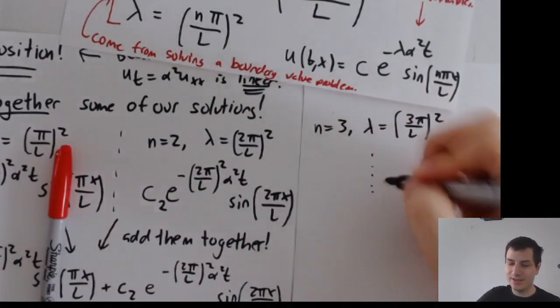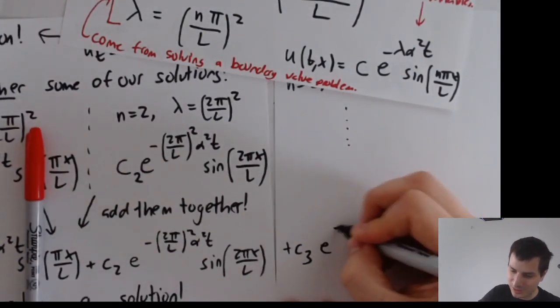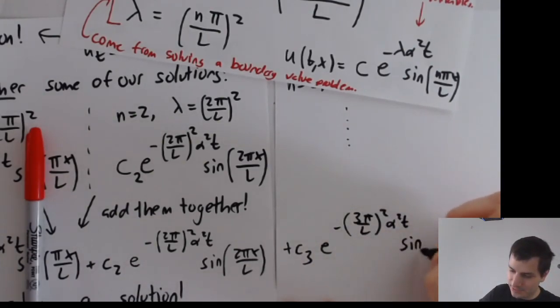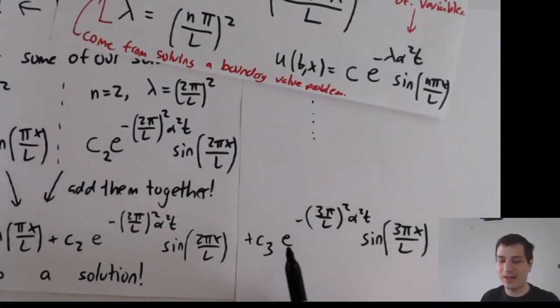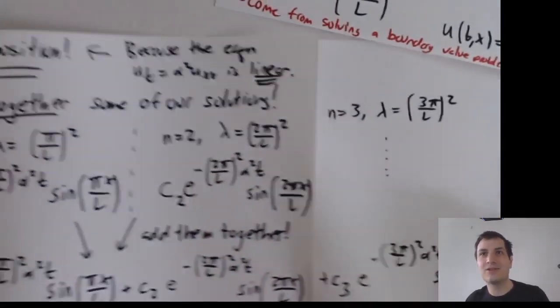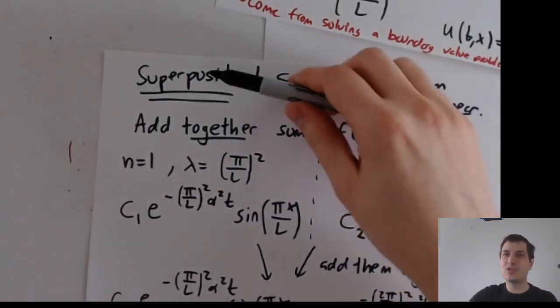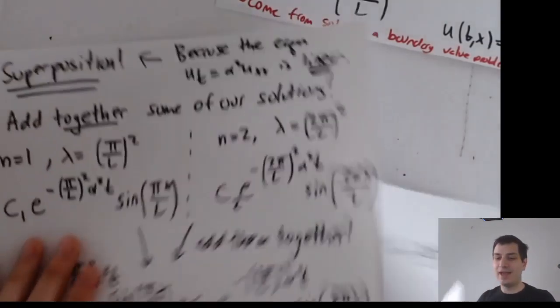So if you throw that in, you get a plus C3 times, okay, let's write this one down. E to the 3 pi over L squared alpha squared t times the sine of 3 pi x over L. And if you're following along, you should know that, okay, that was 3, but what about 4? What about 5? So in fact, no matter how many of these you add up, you will not span the entire solution space. You need to add up infinitely many. So you do the superposition principle. The most general way to do it is to add up infinitely many things. And that is what we're going to do.